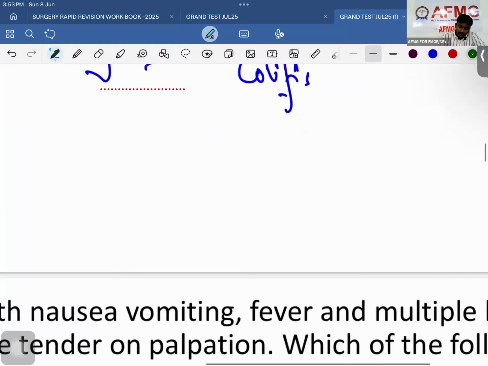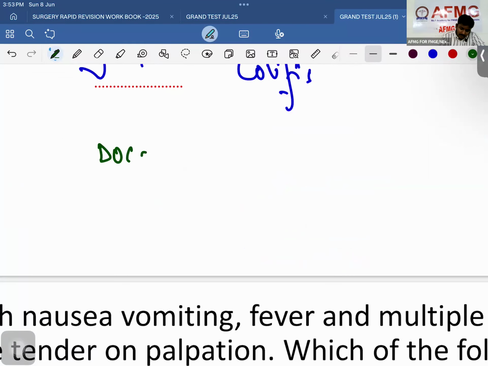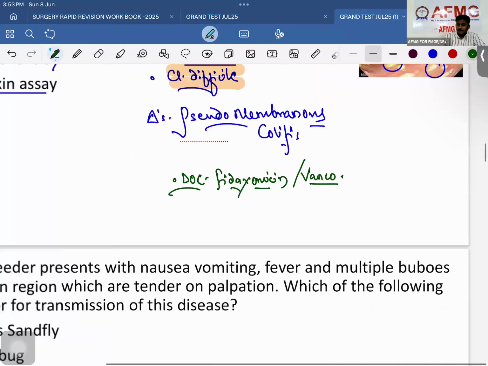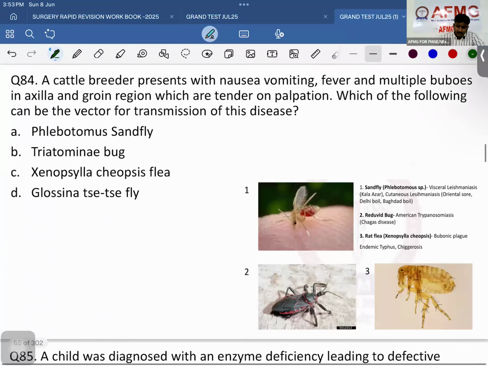What is going to be the drug of choice in patients of pseudomembranous colitis? What was the drug? Fidaxomicin. So fidaxomicin or vancomycin will be the drug of choice in patients of pseudomembranous colitis.